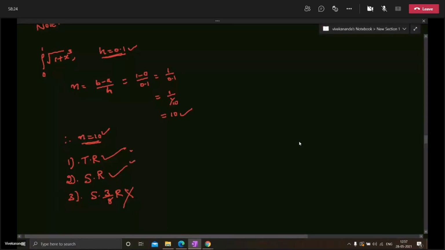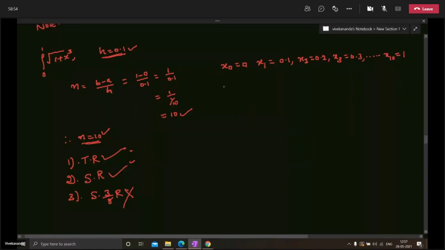What is x here, what is x0? x0 we take as 0. What do we take as x1? We have to add 0.1 to x0. h is the step length, 0.1. x2 is 0.2, x3 is 0.3, and so on. x10 is equal to 1.